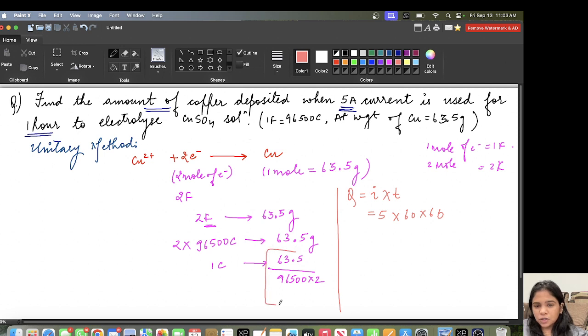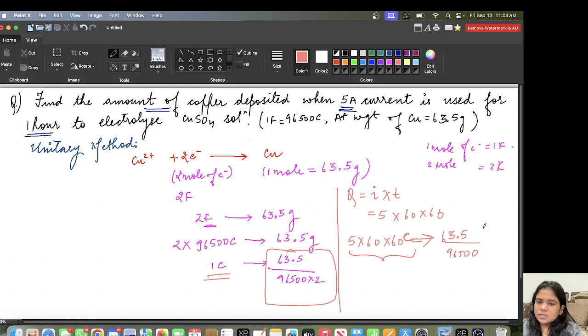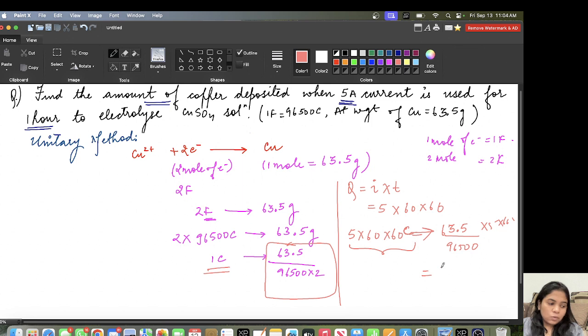So this particular thing, what is this? 5 into 60 into 60 will be giving you how much? 63.5 upon 96500. See, if 1 coulomb is giving you this much, same unitary method, so this much coulomb will be giving you how much? This into the same numbers, 5 into 60 into 60. So this will be equal to 5.8 grams. Same answer, 5.8 grams.